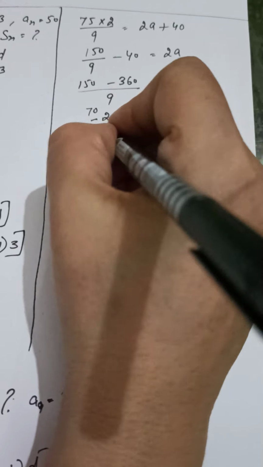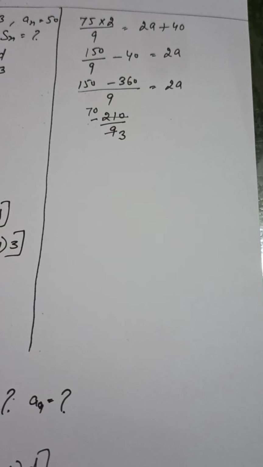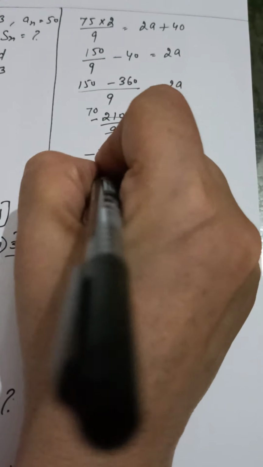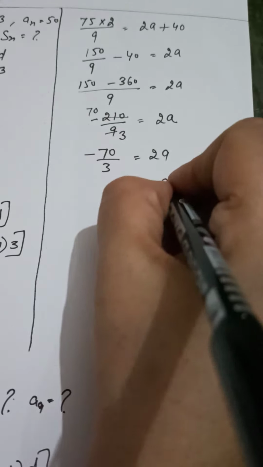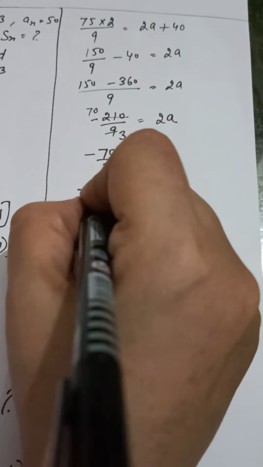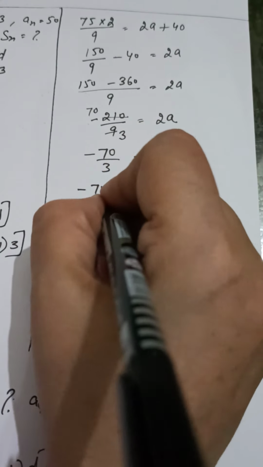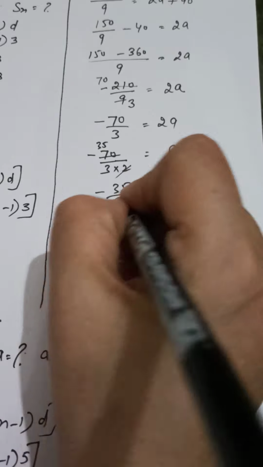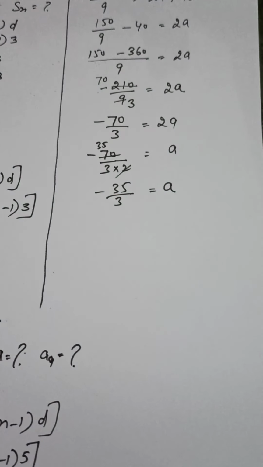3 3s are 9, and 3 70s are 210, that is equal to 2a. So minus 70 upon 3 is equal to 2a. Then what is a? Minus 70 upon 3 divided by 2. We get minus 35 by 3 is equal to a. a is equal to minus 35 by 3.